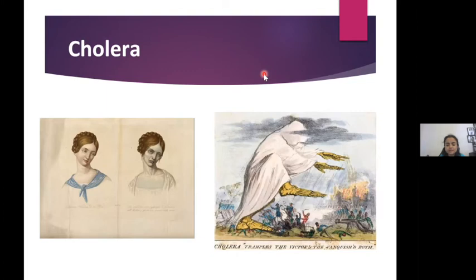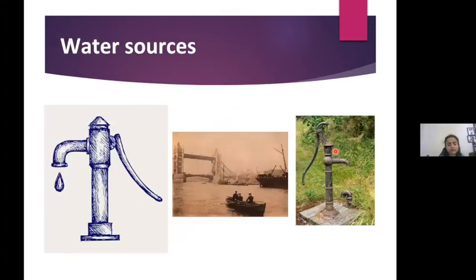Here are some pictures from the 1700s and 1800s that tell you how it was perceived. It is like this giant monster that comes and attacks a population, and they have no idea what's causing it. So the misinformation was really high in those ages. To give you some context, in London at that time, the River Thames was a major source of water, and of course they had hand pumps that people could use to get their daily supply of water.